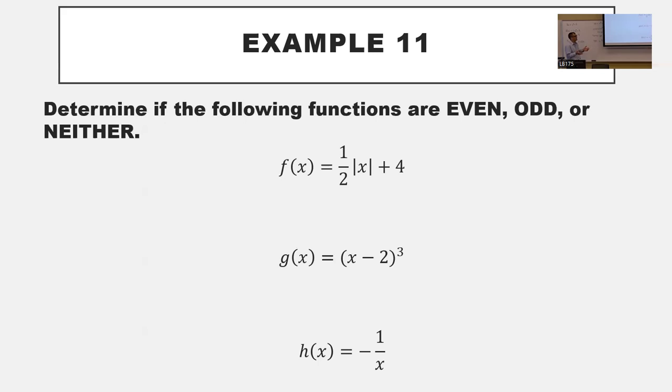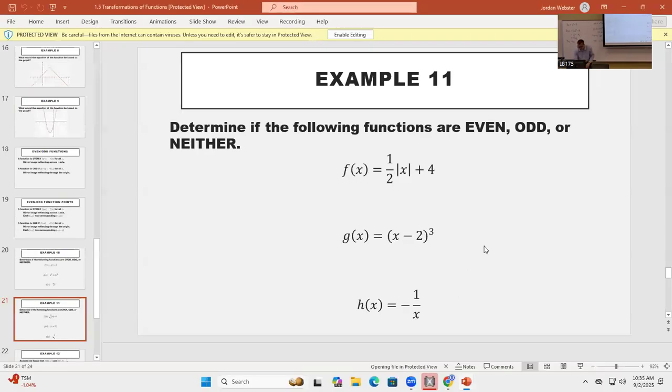And sometimes people like the algebraic approach. Like on this first one, this f of x, example 11, I'd probably just plug in negative x and say, oh yeah, absolute value of negative x, same thing as absolute value of x. So that's going to be even. It goes pretty quick that way. Other times, maybe that's not as obvious. Let's take g of x and graph that one. X minus 2 cubed.